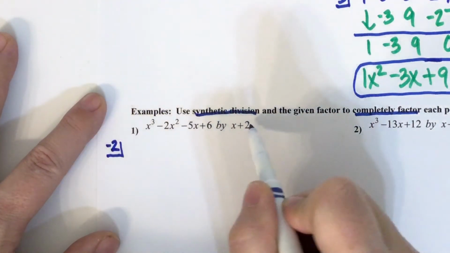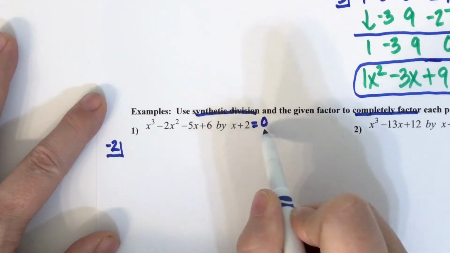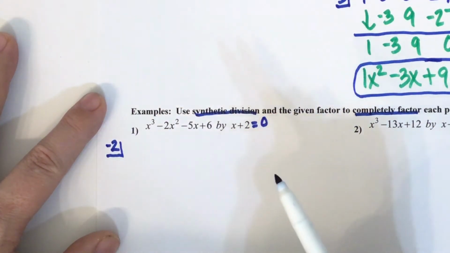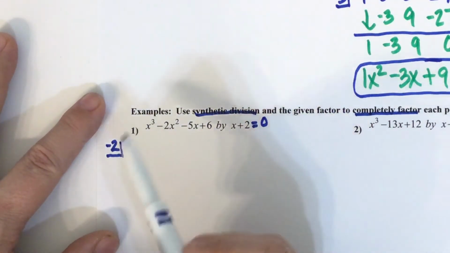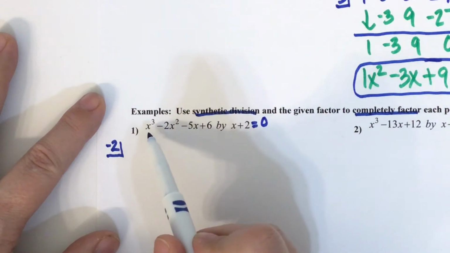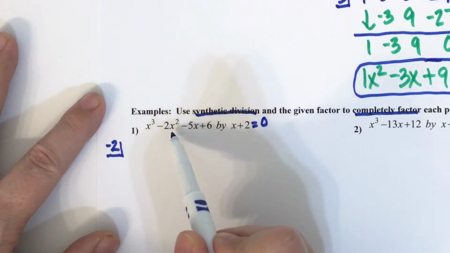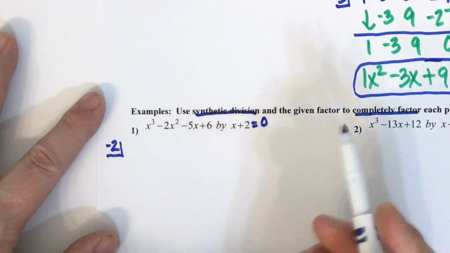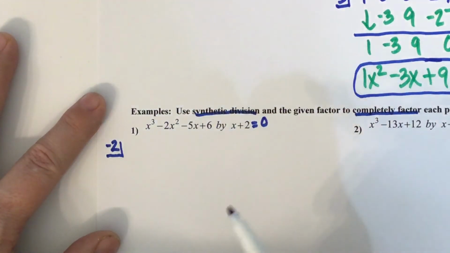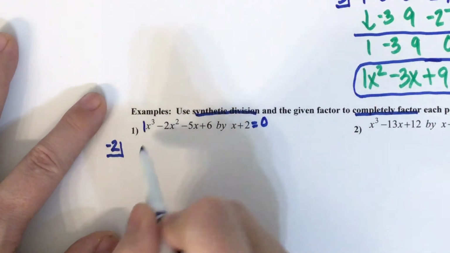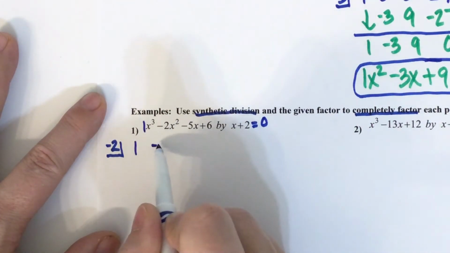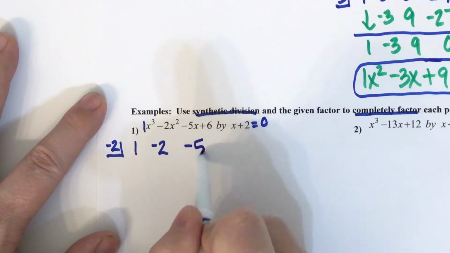-2. If you set that equal to 0, you'd subtract 2. So first you put the 0 in the box. Now let's see. Is it missing anything below the x cubed? Nope, it's got x squared, it's got x, it's got the constant. Okay, so I don't need any zeros for fillers. So I've got a 1, I've got a -2, I've got a -5, and I've got a 6.